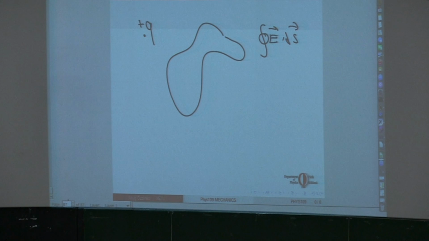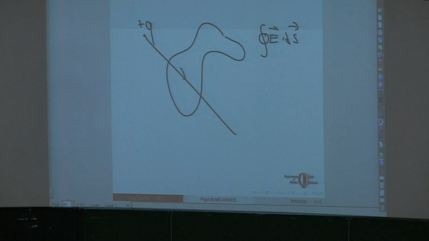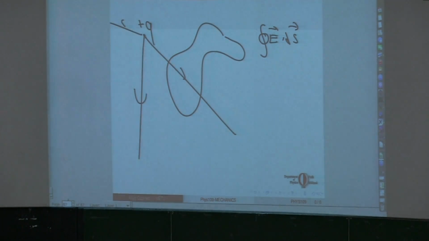Of course, some of them will pass through my closed surface. Some of them will not even touch it. What will be E dot ds? Remember, I am counting the number of field lines that are going out. If I have a field line that is going in, that counts as minus one field line going out.